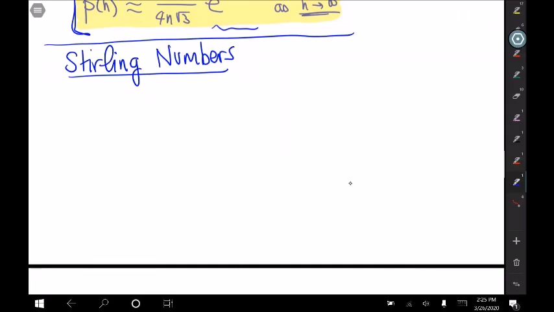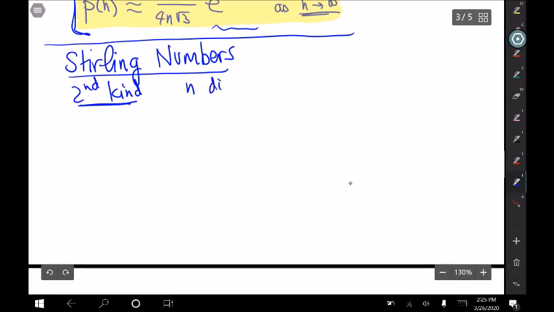All right, so Stirling numbers. There are 2 kinds. We will start with the second kind. So basically, the idea is very simple. If you have n distinguishable objects, distinguishable, that's important, and k indistinguishable boxes.